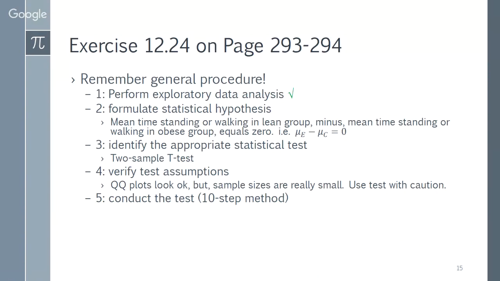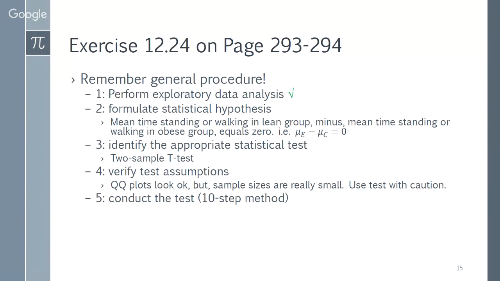And I apologize here for the subscripts not being correct. But our null hypothesis will be that the difference is equal to 0, and the alternate hypothesis that the lean group walks more, so the difference is greater than 0. The appropriate statistical test is the two-sample t-test, and we already verified its assumptions.